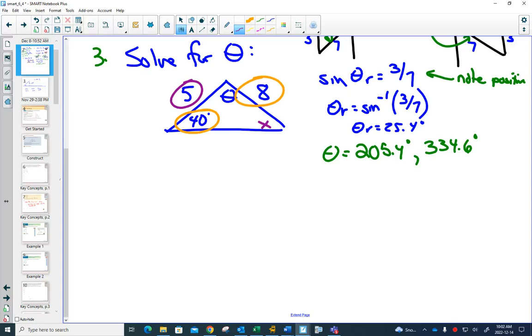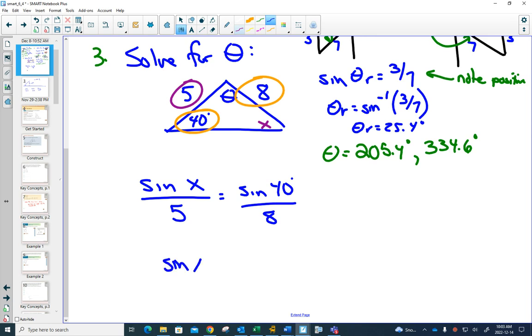Notice, right now, I cannot solve directly for the angle theta, because opposite of the angle theta, I didn't know that side. But I could solve for x. So we set up our trig ratio, or our sine law. Our sine law says you can put either the angles on top, or you can put the sides on top. In this case, we want to solve for the angle, so we'll put sine of x, it goes with 5, equals sine of 40, it goes with 8. It's not hard to get sine of x by itself.